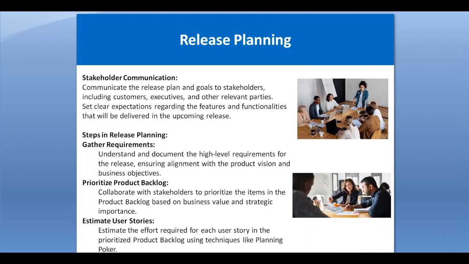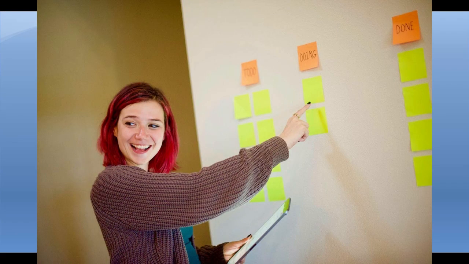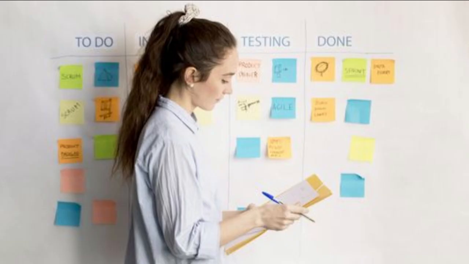Then steps in release planning. First one is to gather requirements, means that understand and document the high level requirements for the release and ensure alignment with the product vision and business objectives. So first thing is the understanding about the requirement. Then prioritize the product backlog, means that the product owner will basically prioritize based on the feedback received from the customer side, from the business side. Prioritization will be done for the features.